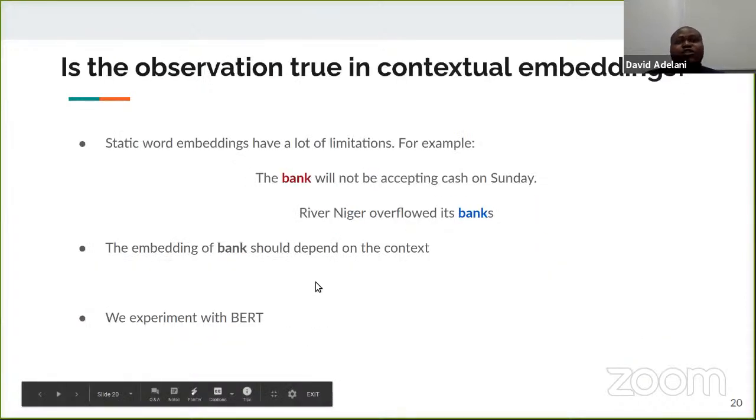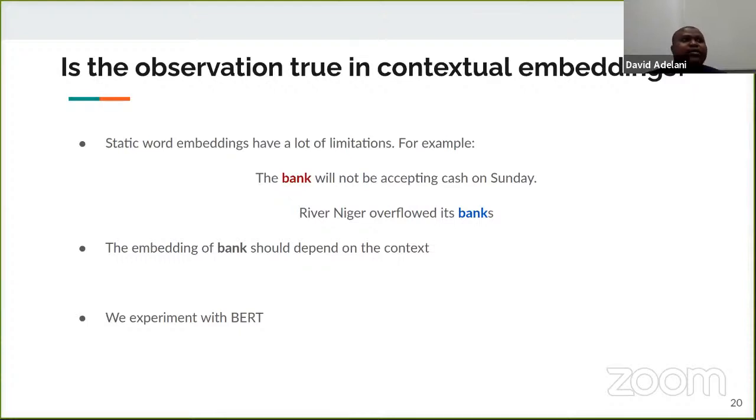So then we move to contextualized embedding. Is the observation also true for contextualized embedding? Static word embeddings, of course, have their own limitation. For example, you cannot use them for word sense disambiguation, because a word like bank can mean different things in different contexts. It could be a river bank or a financial institution. So the embedding of bank should depend on the context.